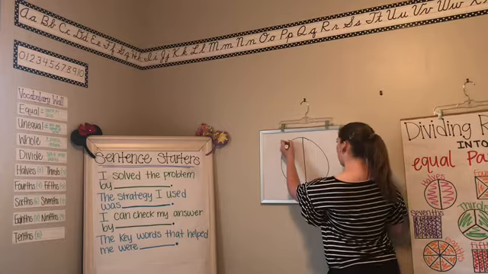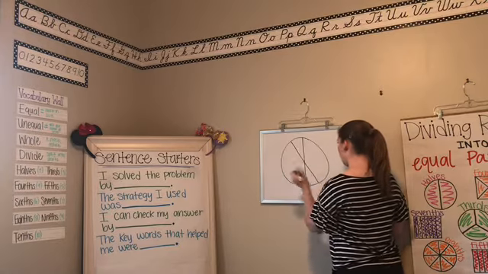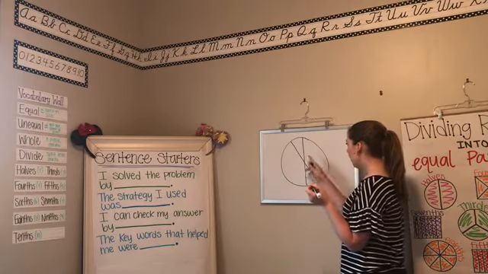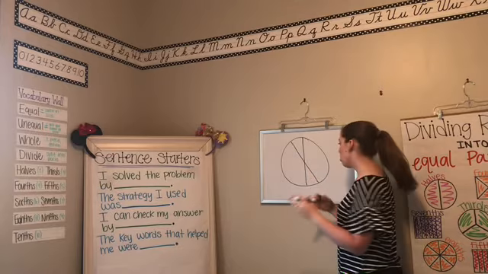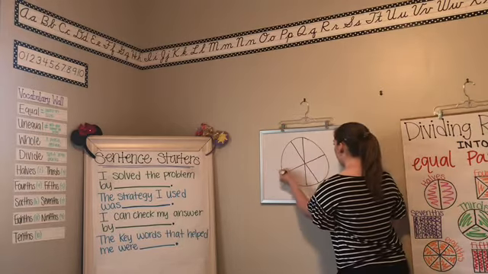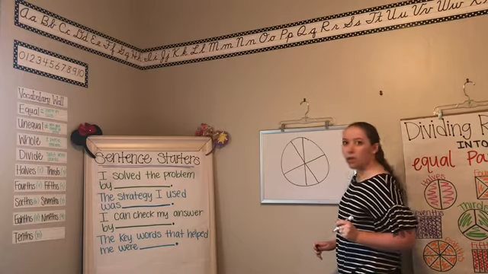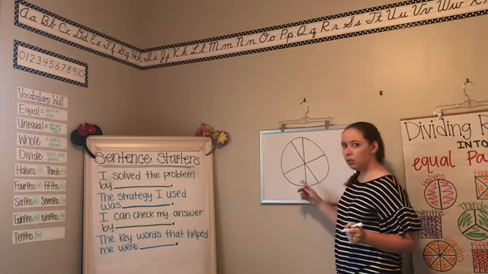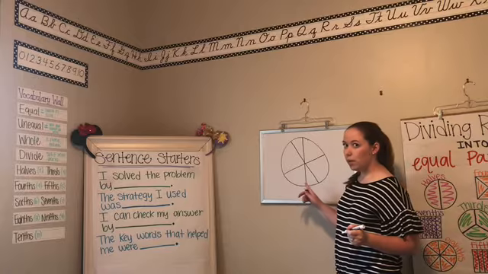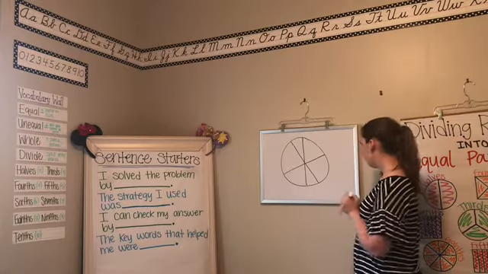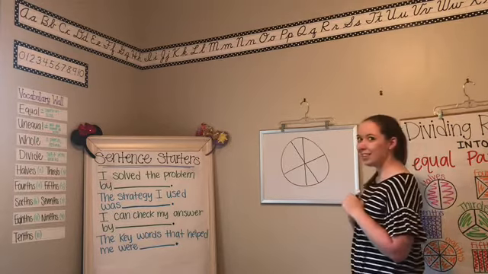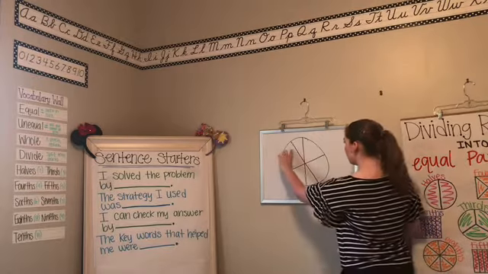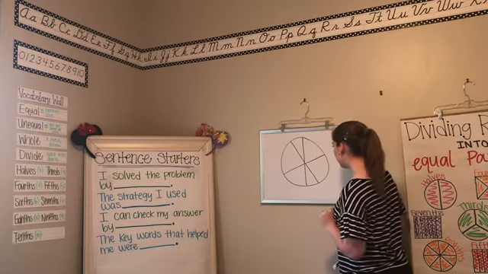And then I'm drawing another one. There we go, okay. So now I have 1, 2, 3, 4. Now I just need to draw one more line. Bingo. Oh no, wait a minute. Are these equal or unequal? Oh, I think they're unequal. Look how big these pieces are compared to this little piece.